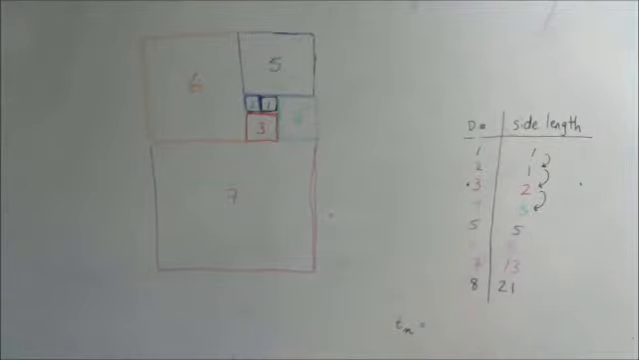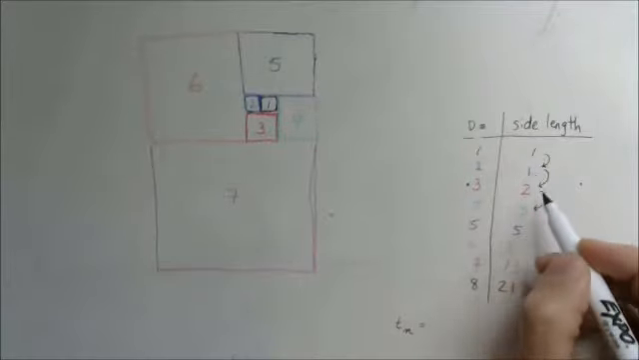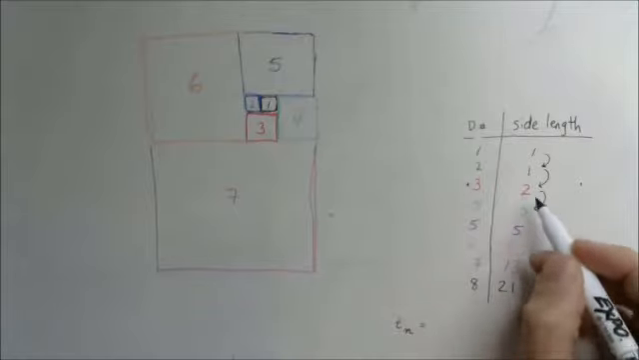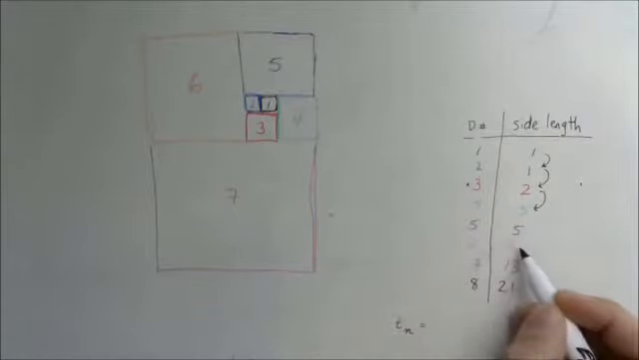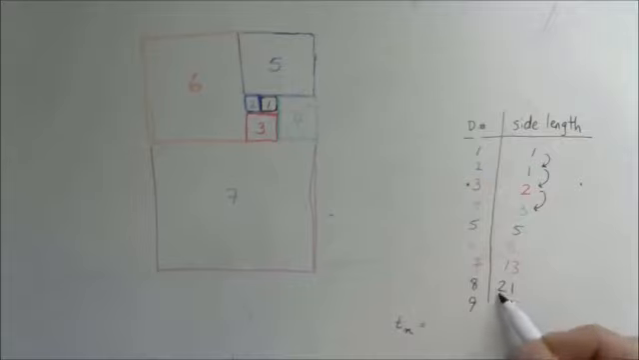Well, let's see if that works for other ones. To get 2, you just add 1 plus 1. To get 3, you add 1 plus 2. To get 5, you add 2 plus 3. And all the way down the list. 21, you just add 8 and 13. You could probably figure out what the 9th term is going to be. Just add 21 and 13. Okay, the 9th diagram, if we kept going around and around, would have a side length of 34 units.